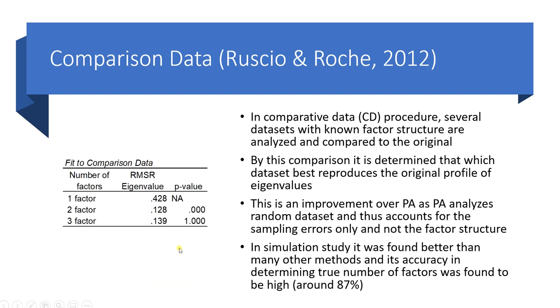And this is the general output. So these are the root mean square residual eigenvalues. And look, this second factor has this value, which has a p-value of 0.000, which is significant. This has a p-value of 1, or the p-value is not applicable. And therefore, this comparison data procedure, CD procedure, is suggesting that we have to retain two factors.